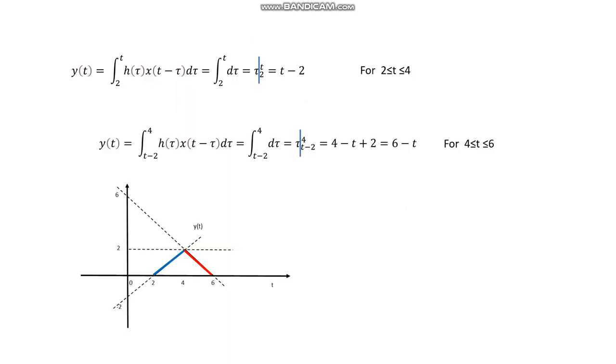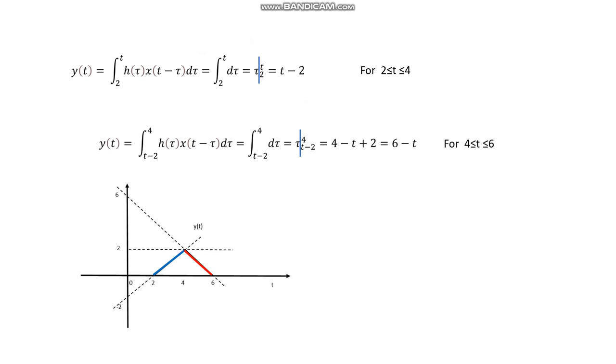Now, we have these two integrals, which are very simple and easy to solve, because we know that h of tau and x of t minus tau, whenever they're non-zero, are 1. So it's going to be simply d tau, and the integral of that is tau, with integration limits being 2 and t. Here we get t minus 2 for t going between 2 and 4. And for t varying between 4 and 6, it's again the same integral, with limits of integration from t minus 2 to 4. And we get 4 minus t plus 2, which is 6 minus t.